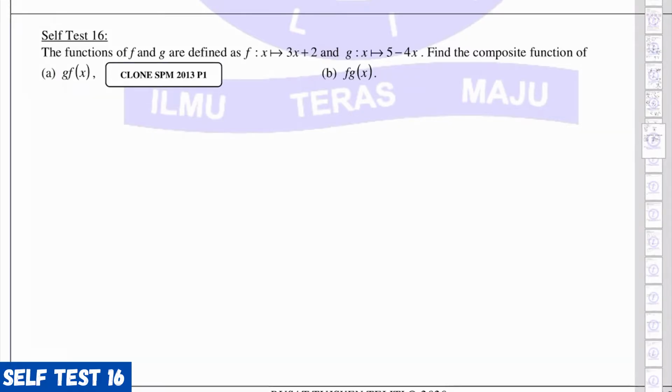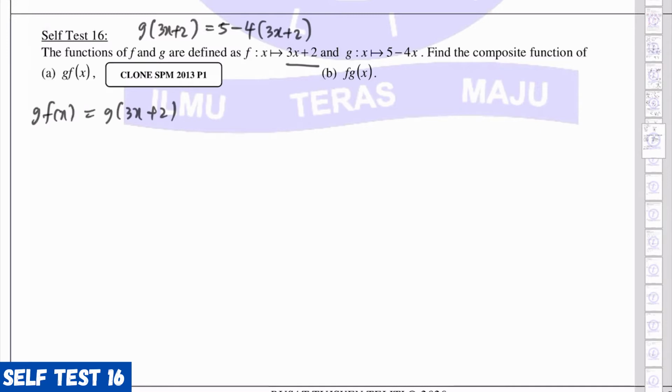So here, you're given functions f and g. You're supposed to find g(f(x)). Now, what is g(f(x))? g(f(x)) means we put f(x) inside g(x). My f(x) is 3x plus 2. I sub inside g. Now, again, I need to think this way. g bracket is 5 minus 4 bracket. Okay, what do I put inside the bracket? 3x plus 2. If I put 3x plus 2 here, I should put 3x plus 2 here.